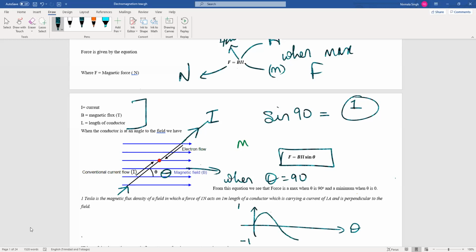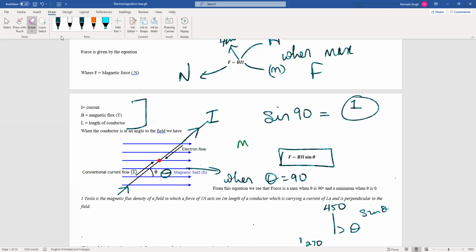If you don't know your sine curve, you're going to know it when we do AC theory. All right, so sine theta is at a maximum at 90 degrees, maximum at 360 plus 90, 450, minimum at 270, and whatnot. So anything other than 90, you're going to get a fraction, and you're going to get less force, because when you multiply any number by a fraction, you're going to get a smaller number.